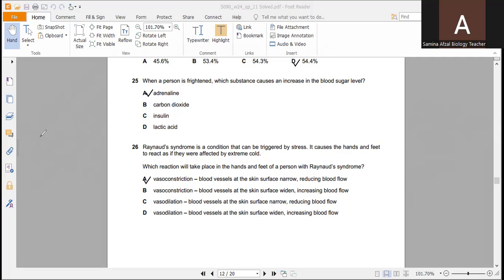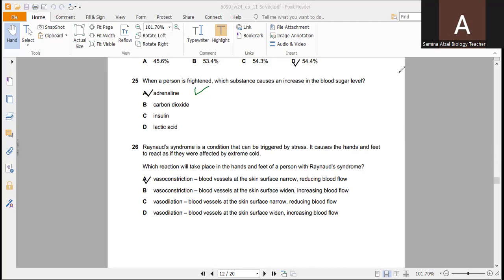So how is it the correct option? Because, you know, adrenaline is a hormone which is secreted from the adrenal glands. It is secreted at that time when a person is frightened. And the second one is carbon dioxide, which is produced as a result of respiration.